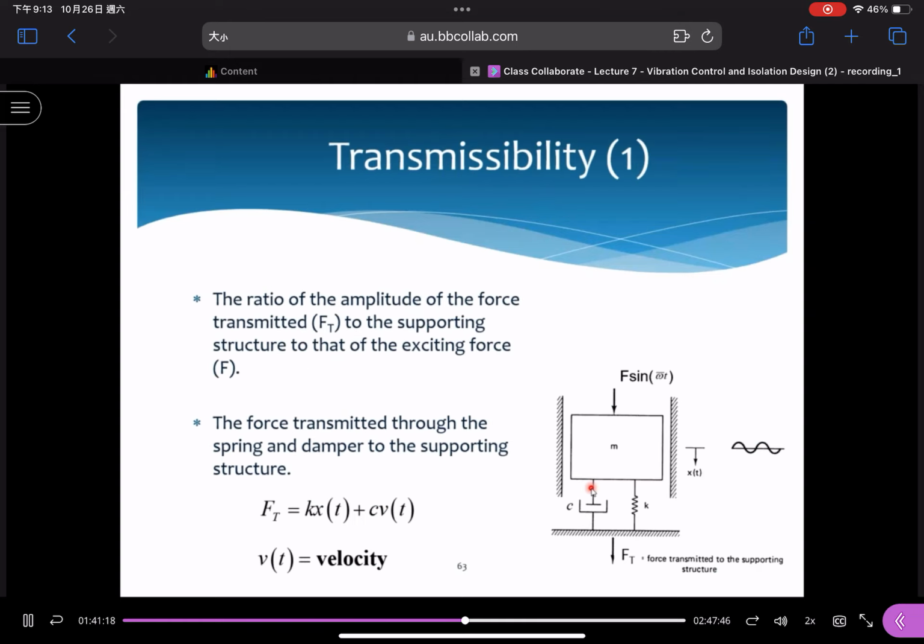Now, why do I need to let you know this? Because we have many practical applications that consider the forced vibration effects. Let's say you consider this as a structure under dynamic effects. There is a force that can be transmitted through the structure. Transmissibility is the ratio of the amplitude of the force transmitted to the supporting structure. That means this is the ratio between Ft and F. This is the transmissibility ratio.